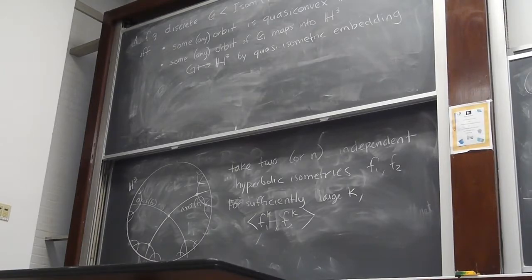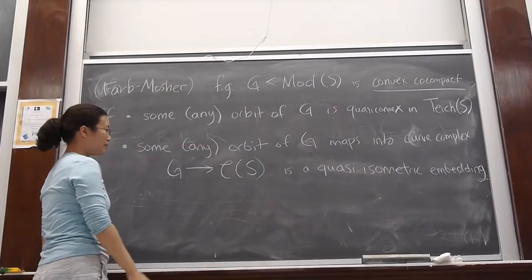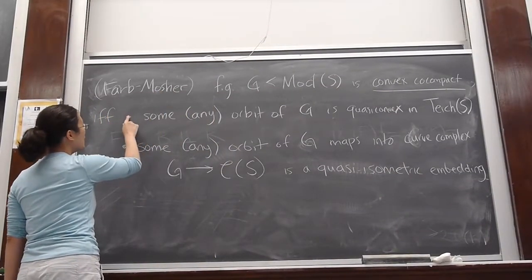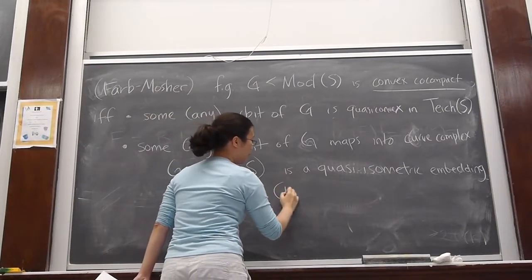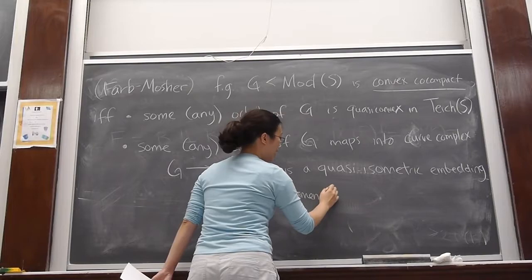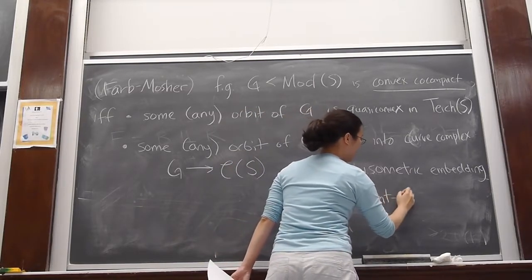What metric do you use in Teichmüller space, or does it not matter? Oh, no, I think it does matter. This is the Teichmüller metric. And this is the original definition here, and the equivalence between these is due to Kent and also Leininger.